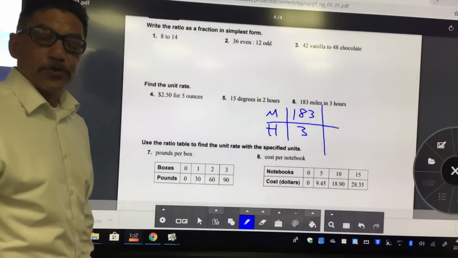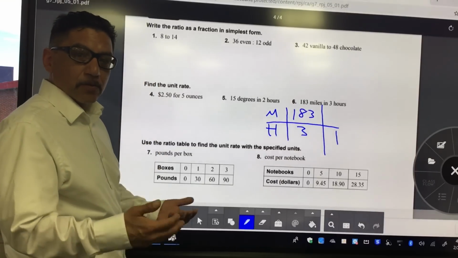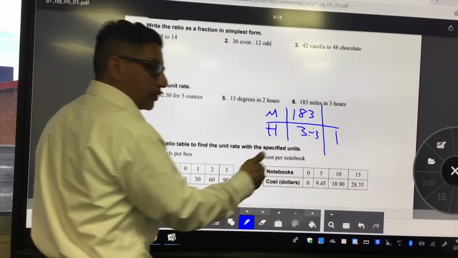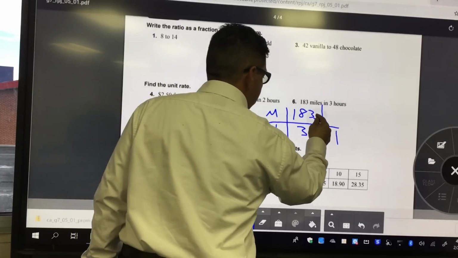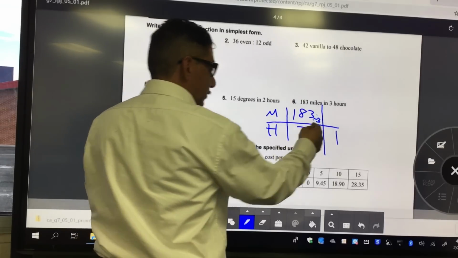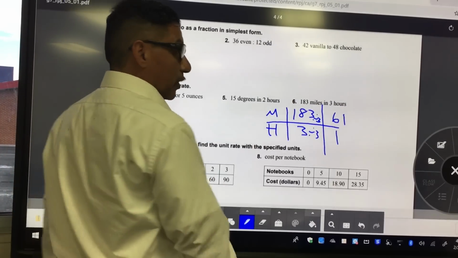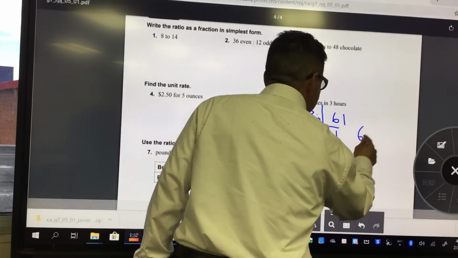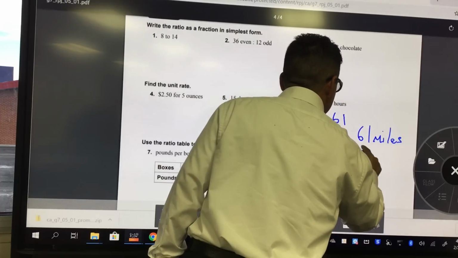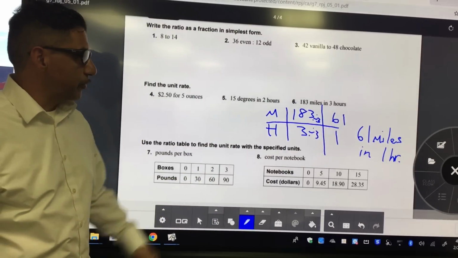Again, we want to reduce this to the unit rate, which is 1. Therefore, we need to turn the 3 into 1. So what did we do to 3 to turn it into 1? We divided by 3. And whatever we do to the bottom, we must do to the top. So we divide the top by 3, and that gives us 61. So our unit rate would be 61 miles in 1 hour. Okay, and there's your unit rate for number 6.